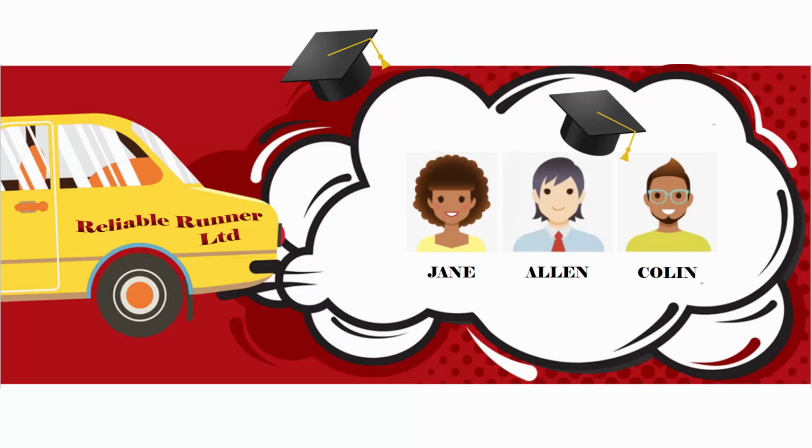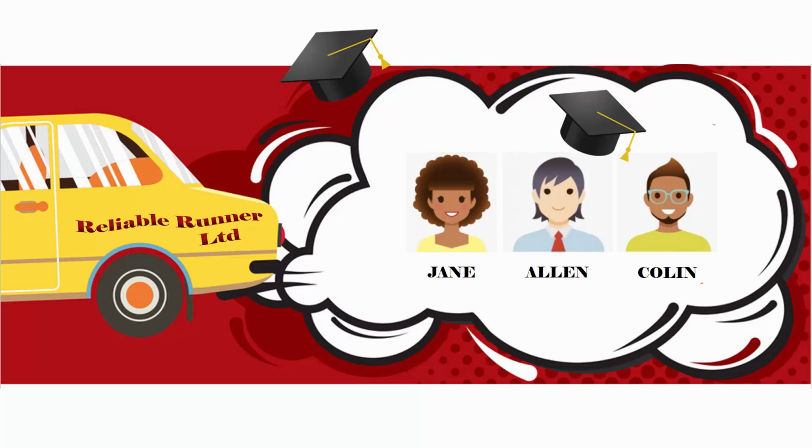They prefer to keep their business model uncomplicated and decide to focus on buying and selling second-hand cars. They seek the advice of a solicitor and register a limited legal liability company with Jane, Alan and Colin appointed as main owner shareholders. They call their company Reliable Runner Limited.